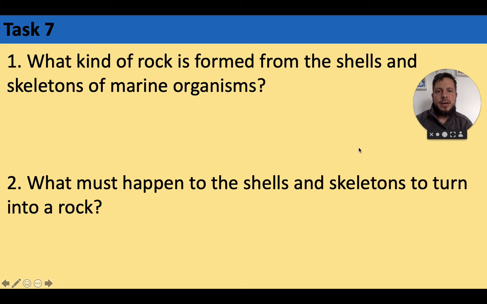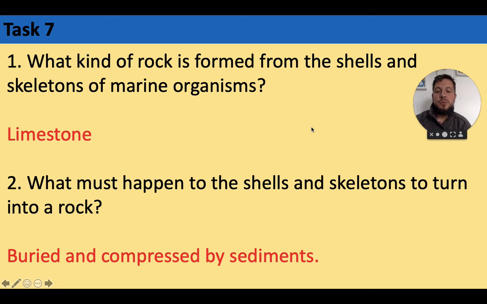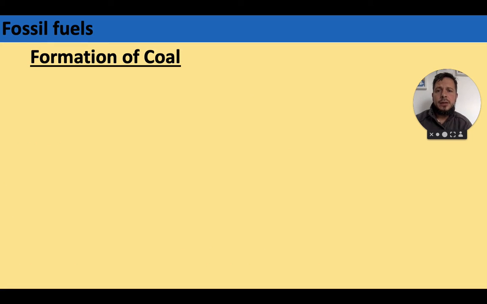Okay, so the kind of rock that is formed from shells and skeletons is limestone. And what must happen to the shells and skeletons to turn into a rock? They must be buried and compressed by sediment. Okay, so limestone is not the only way that carbon can be locked away. Another way is through the formation of fossil fuels.